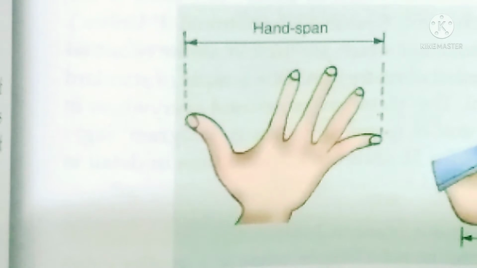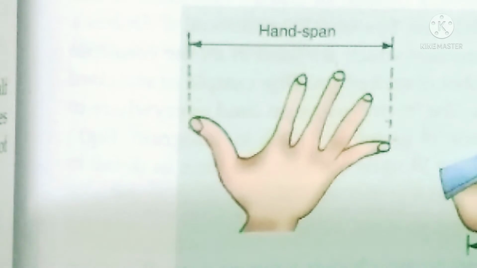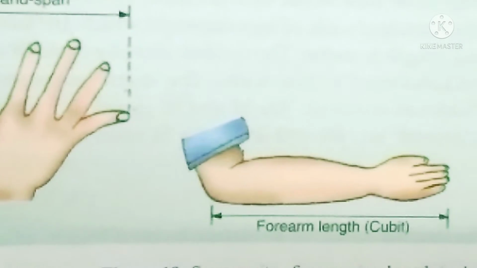So whatever measurement you get measured by different people, it will not be the same. So this was one unit used by them, what is called hand span. Now I'll show you another way. This method is even used now also in some villages.